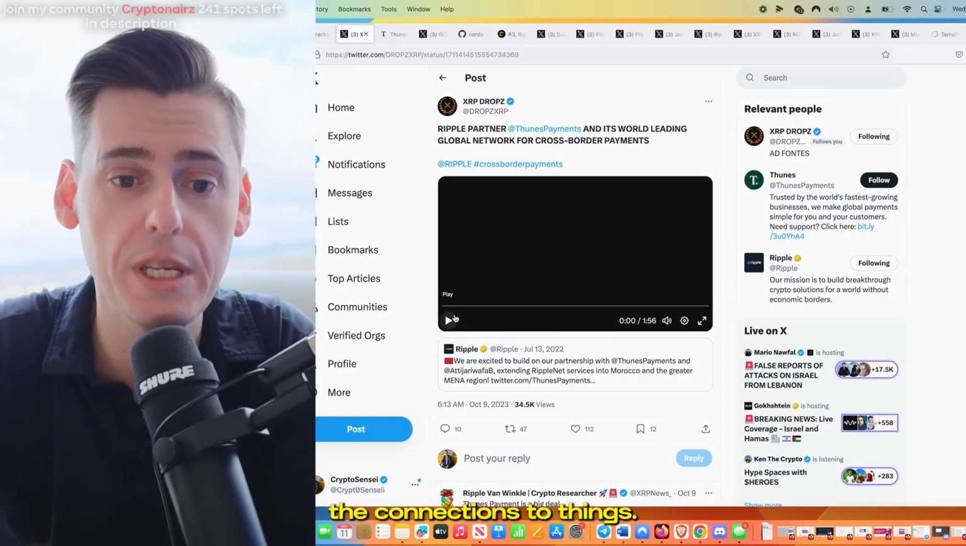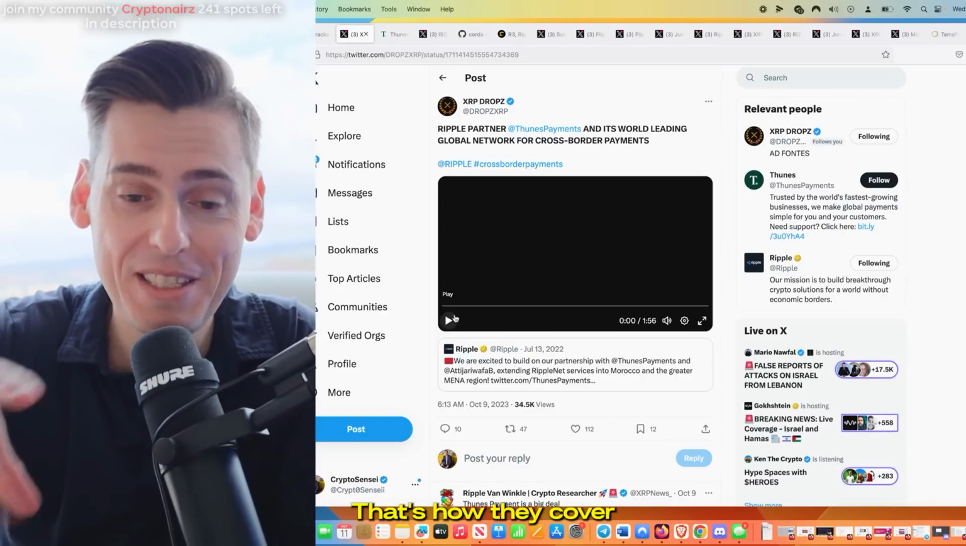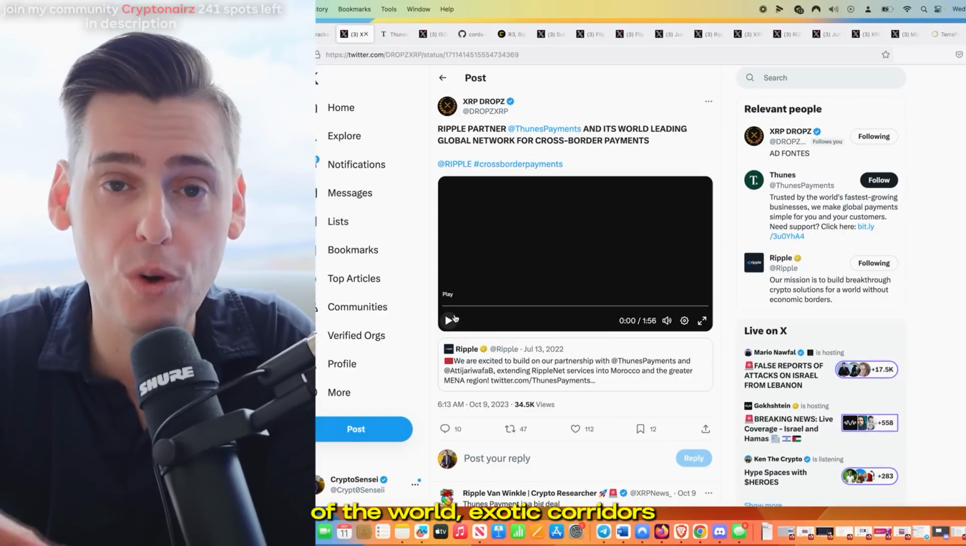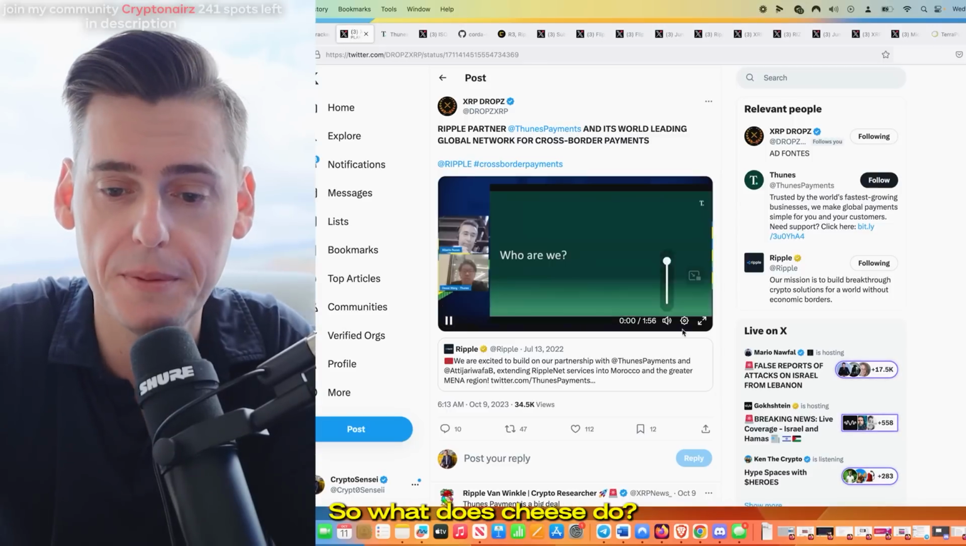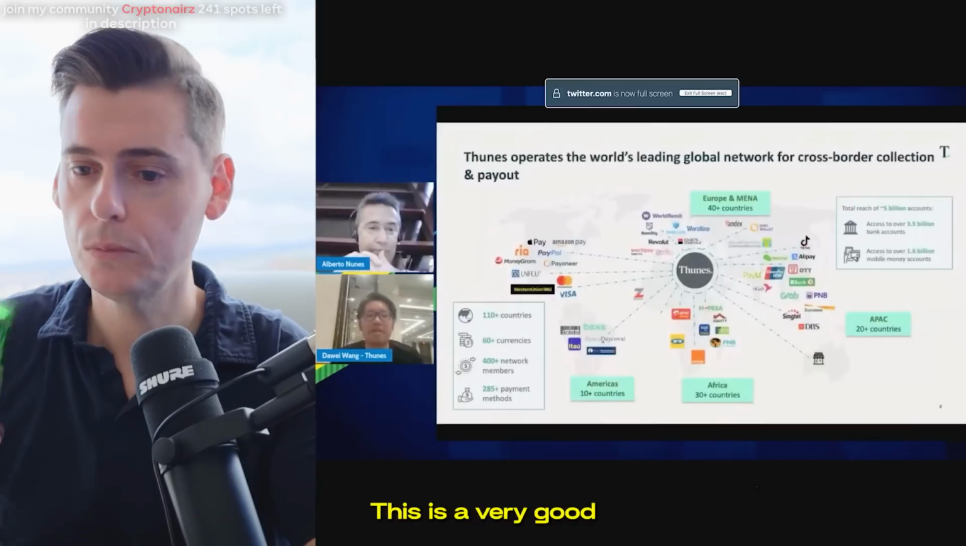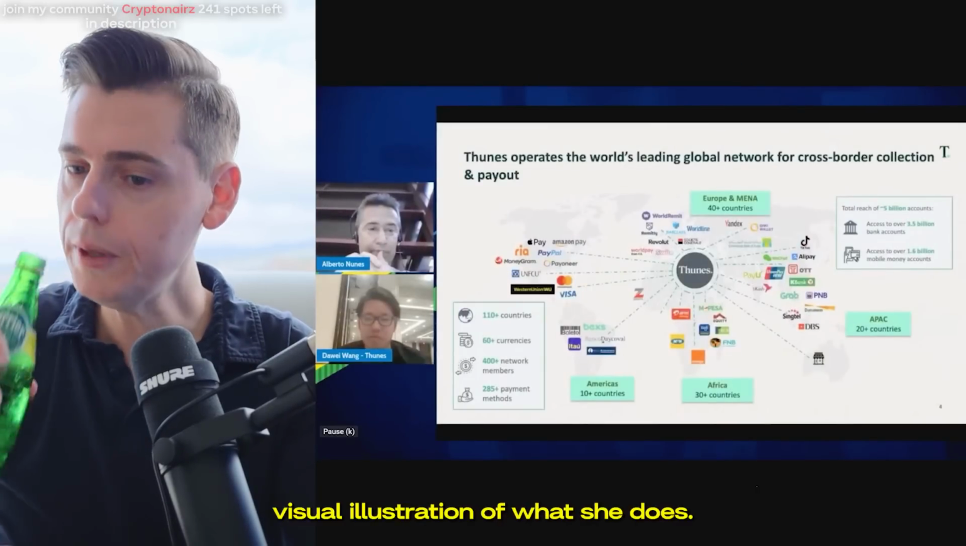Look at all the connections to Thunes. Ripple has all these partners globally. That's how they cover all these different parts of the world, exotic corridors and different places. But let me show you this. So what does Thunes do? This is a very good visual illustration of what Thunes does.